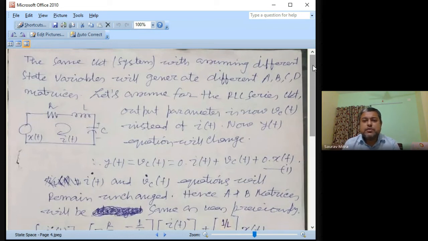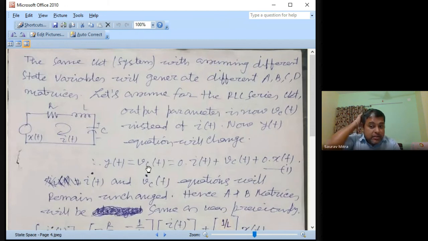Now let's assume for all RLC circuits, the output parameter is now Vc(t). So in the same numerical, which is the only numerical we are going to do today, in the next case, y(t) is equal to Vc(t), you assume. In the previous case you had assumed y(t) is equal to I(t). In that case it was I(t) plus 0 Vc(t) plus 0 x(t). But now in this case I am asking you to assume capacitive voltage as the output parameter. That means y(t) is equal to Vc(t).